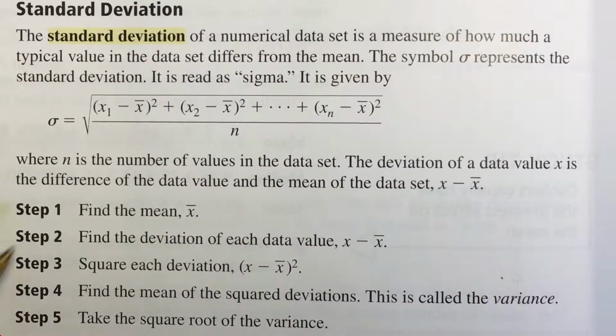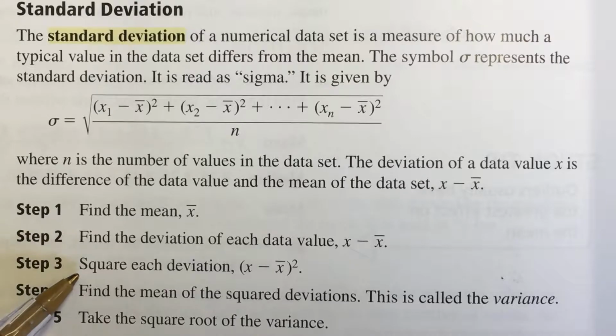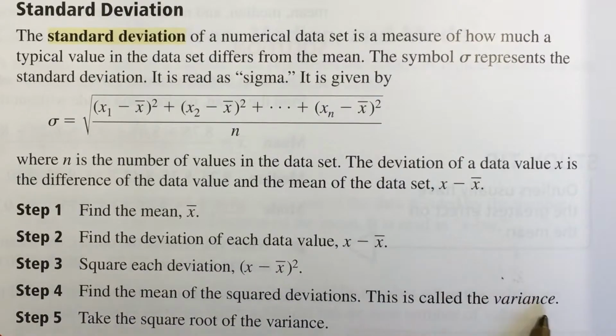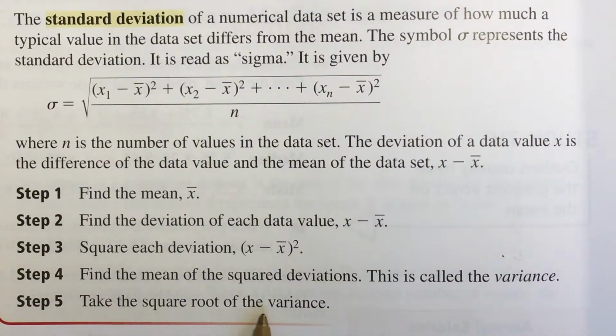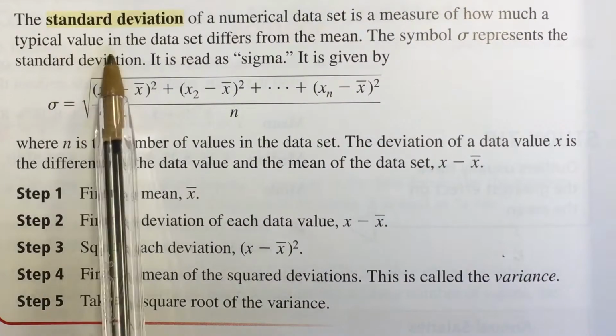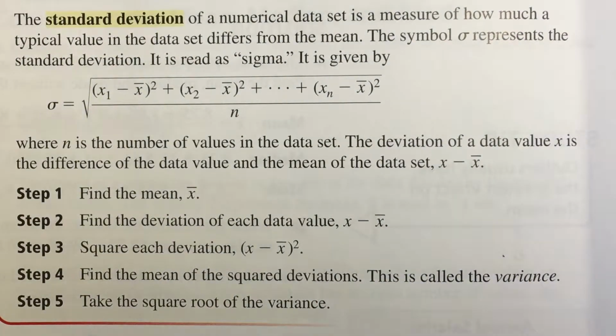Steps are laid out below. First, find the mean or the average, then subtract it from each data value to get each deviation. We'll square each deviation. Find the mean of the squared deviations, which means you'll add up all those values and then divide by how many numbers there are. This is called the variance. And then the last part, take the square root of the variance, and that will give you sigma, which is the standard deviation. And again, standard deviation is the measure of how much a typical value of a data set differs from the mean.